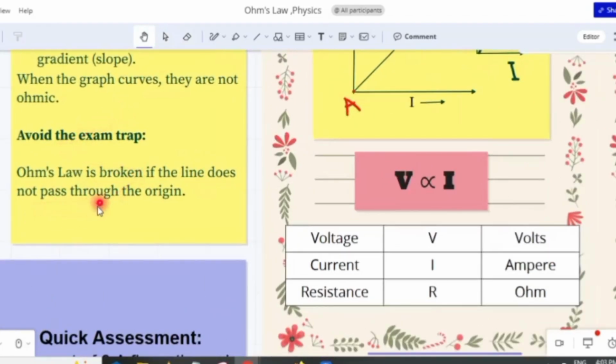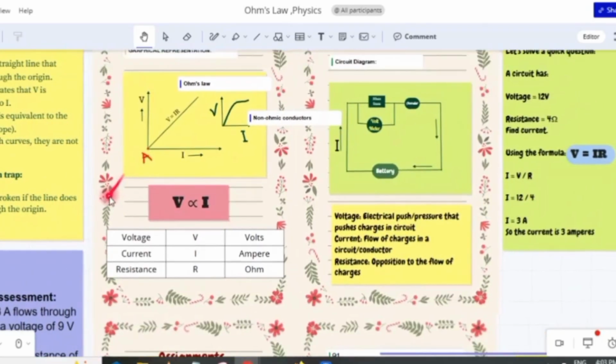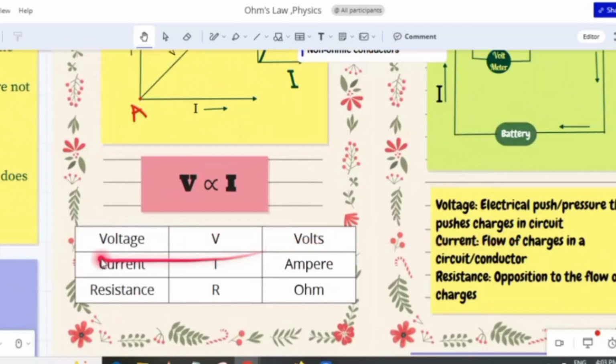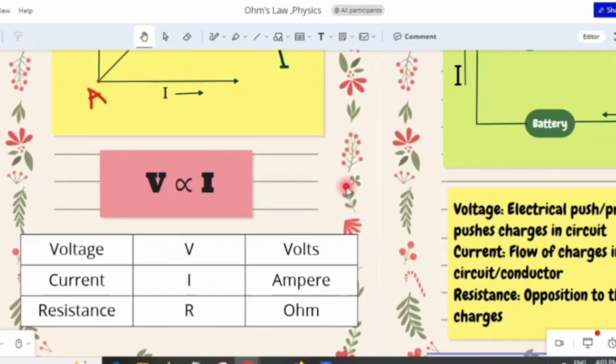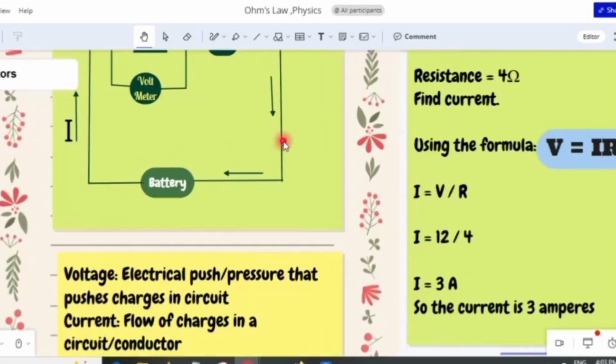Avoid the exam trap. Ohm's law is broken if the line doesn't pass through the origin, as I told you earlier. Voltage is directly proportional to the current, and voltage is measured in volts, current is measured in ampere, resistance is measured in ohms, and these are the symbols of voltage, current, and resistance.